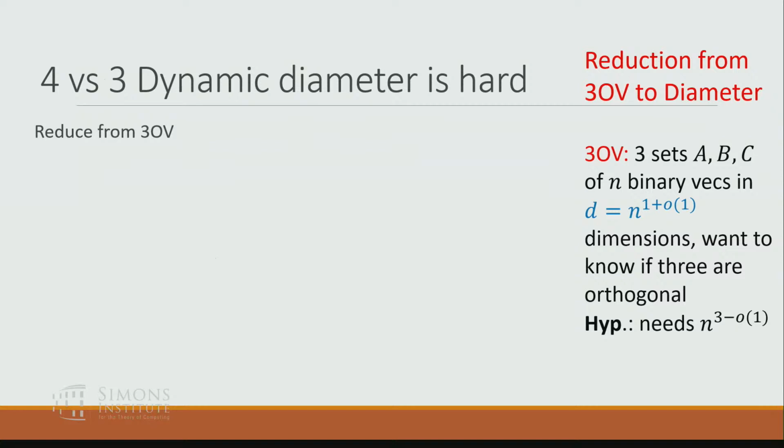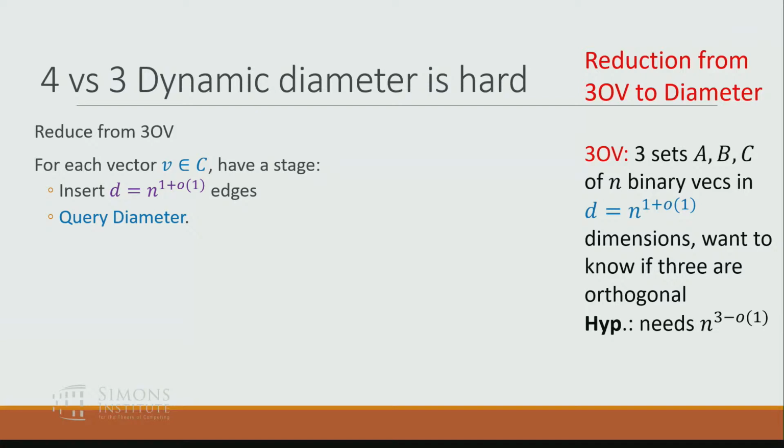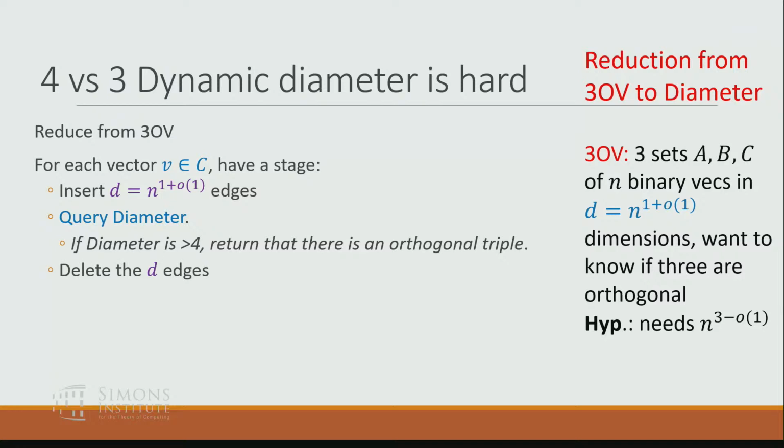3OV, let me remind you: you have 3 sets A, B, C. The dimension is little o of 1 here because I copy-pasted. We want to know if 3 vectors, 1 from each set, are orthogonal. And the hypothesis is it needs cubic time. The setup is, again, we make some initial graph. The initial graph will encode the vectors A and B. And then for every vector in the set C, we'll have a separate stage. We'll insert the little o of 1 edges, and then we run the diameter algorithm. If the diameter is more than 4, we'll return there's an orthogonal triple. If it is less than or equal to 3, then we continue, and then we delete the edges and we continue. We keep going.